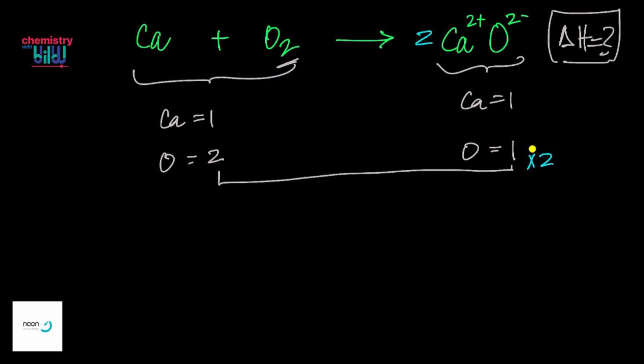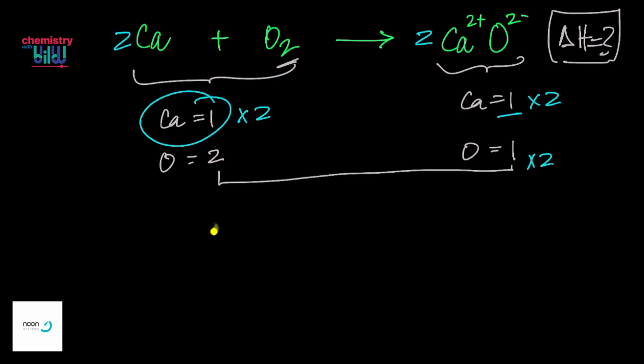But the problem is, we put 2 here, and now you're also changing calcium. It's no longer 1, it's become 2. So now you got to make this 2, so you make that 2. How? By putting 2 here. And that's one way of balancing it.